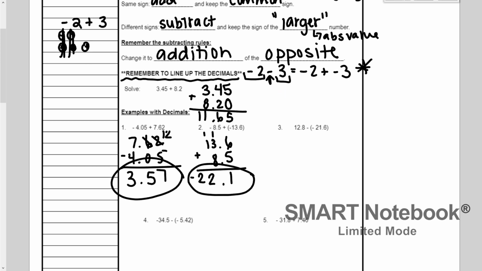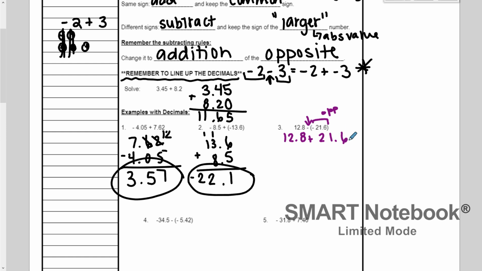Number 3, first thing we're going to do is rewrite that problem. I'm going to do that in a different color so that it stands out for us. We've got 12.8. First number stays the same. Change that subtraction to addition. Take the opposite of 21.6. Sorry, the opposite of a negative 21.6 is a positive 21.6.